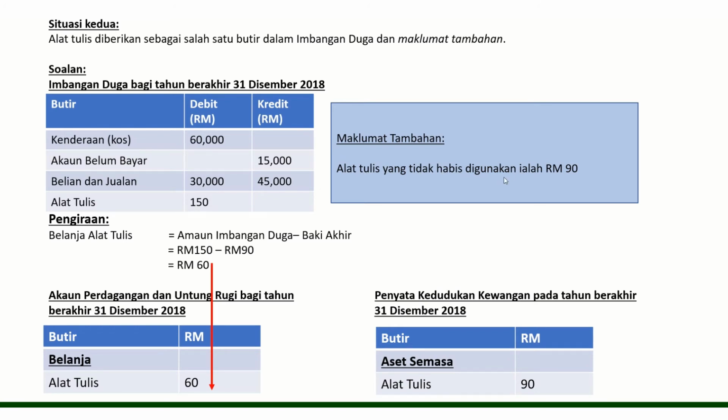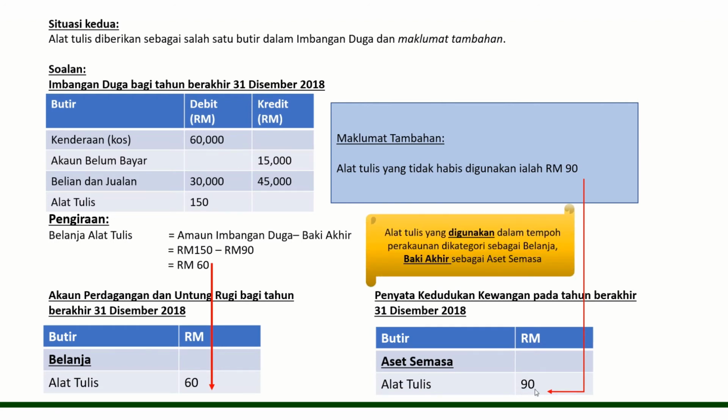Alat tulis yang tidak habis digunakan, the 90 ringgit, that is baki akhir. So remember when the beginning of the package I mentioned that baki akhir yang belum digunakan goes into PKK as aset semasa. So this is where it goes into. So the baki akhir, you'll take it and put it under aset semasa, and you would write as alat tulis 90. Okay. So what would be the summary here?